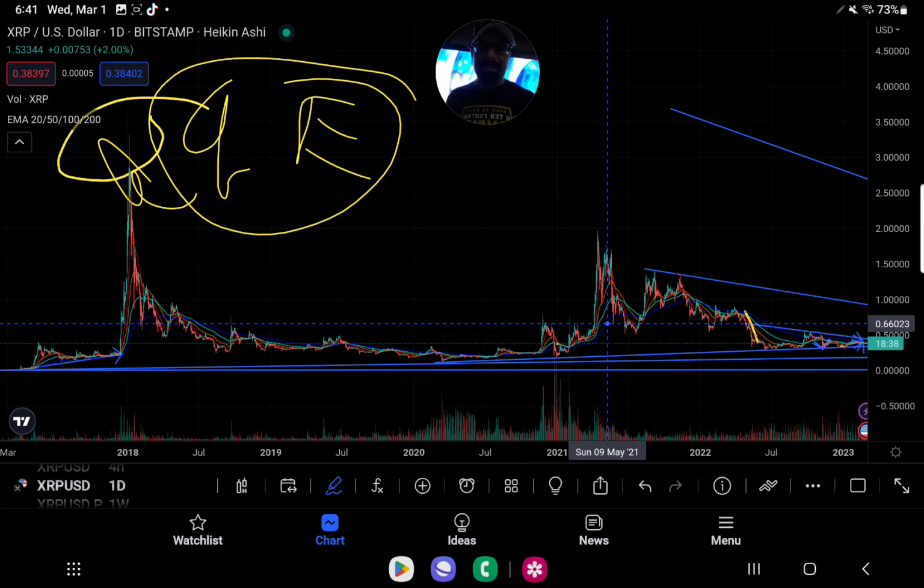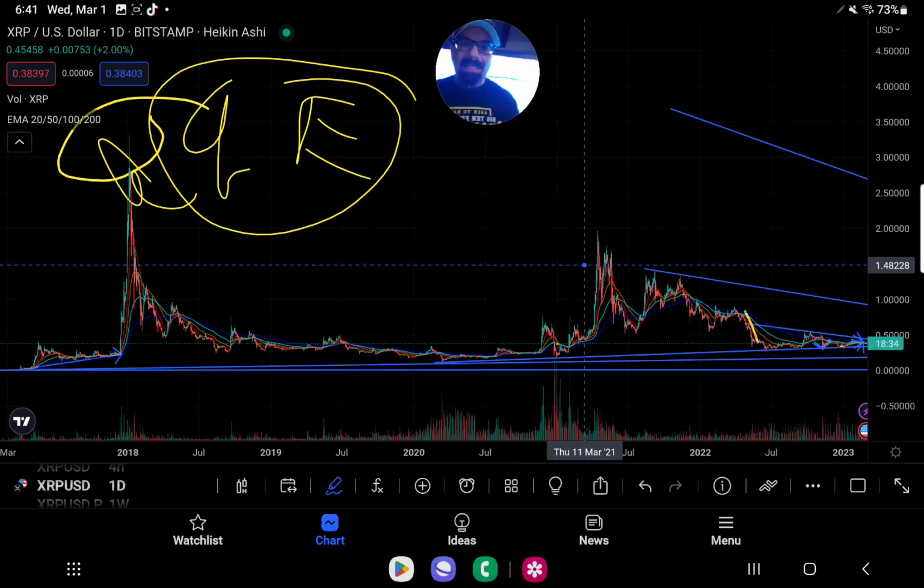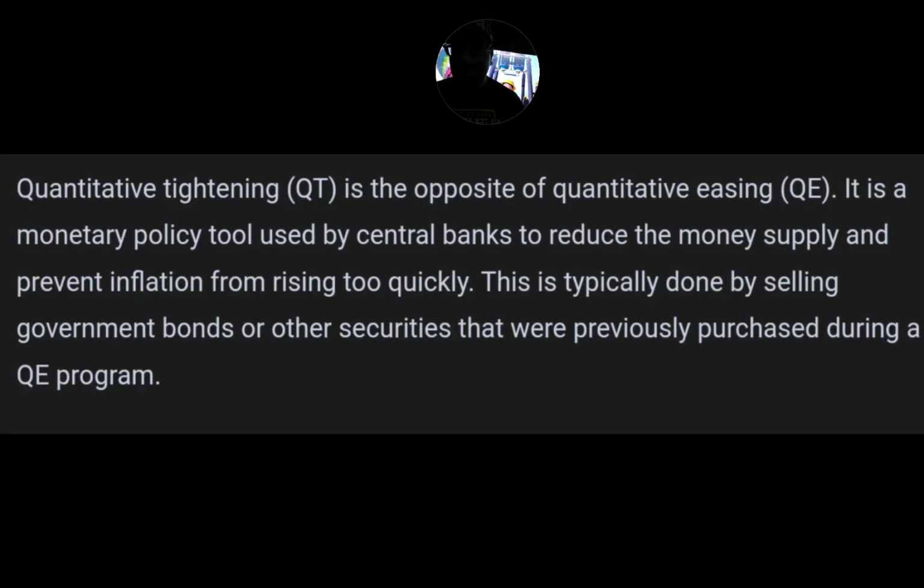So now that we know what quantitative easing is, we've talked about quantitative tightening and how it's a bad thing. With quantitative easing, they're spending money to buy bonds. They're putting money into risk-on assets. They're putting money into crypto. They're able to print money to pump the markets. Now, quantitative tightening, on the other hand, is the complete opposite. Quantitative tightening is the opposite of quantitative easing.